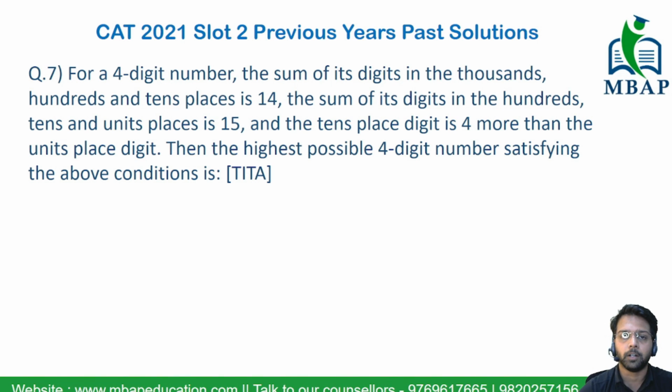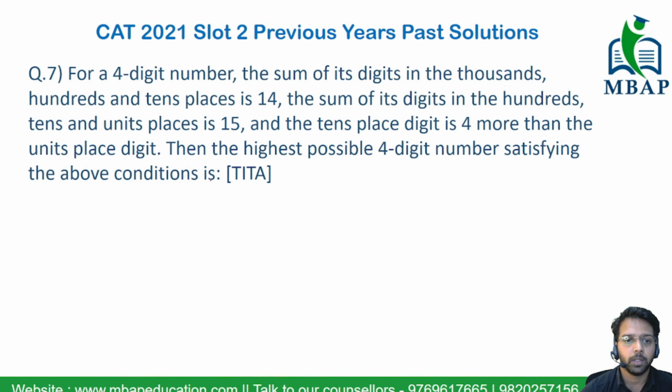Let's have a quick reading of the next question which is being given to you. The question says, for the 4-digit number, the sum of its digits in the thousands, hundreds and tens place is 14. The sum of the digits in the hundreds, tens and the units place is 15. And the tens place digit is 4 more than the units place. The question is, find the highest possible 4-digit number satisfying the given condition.